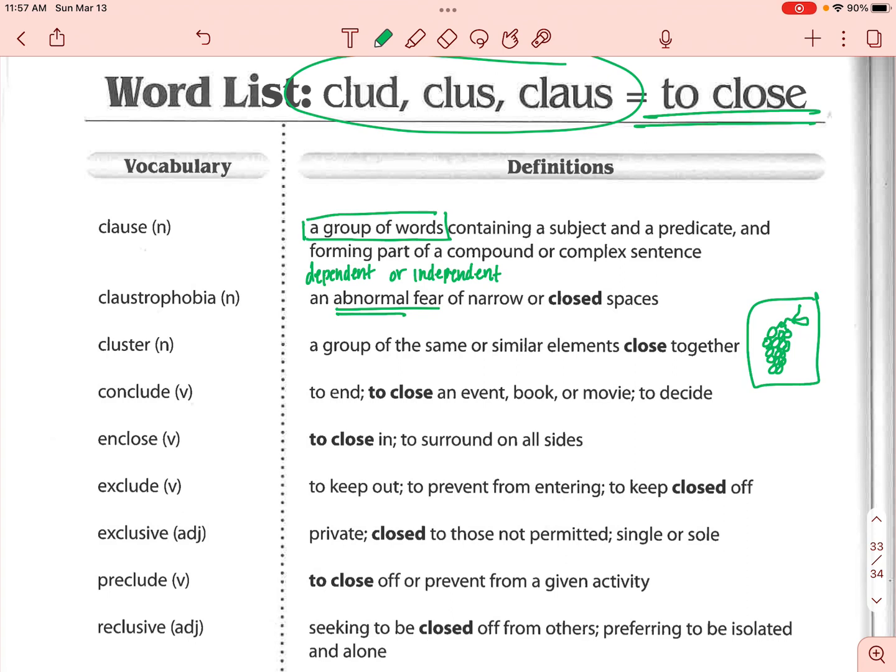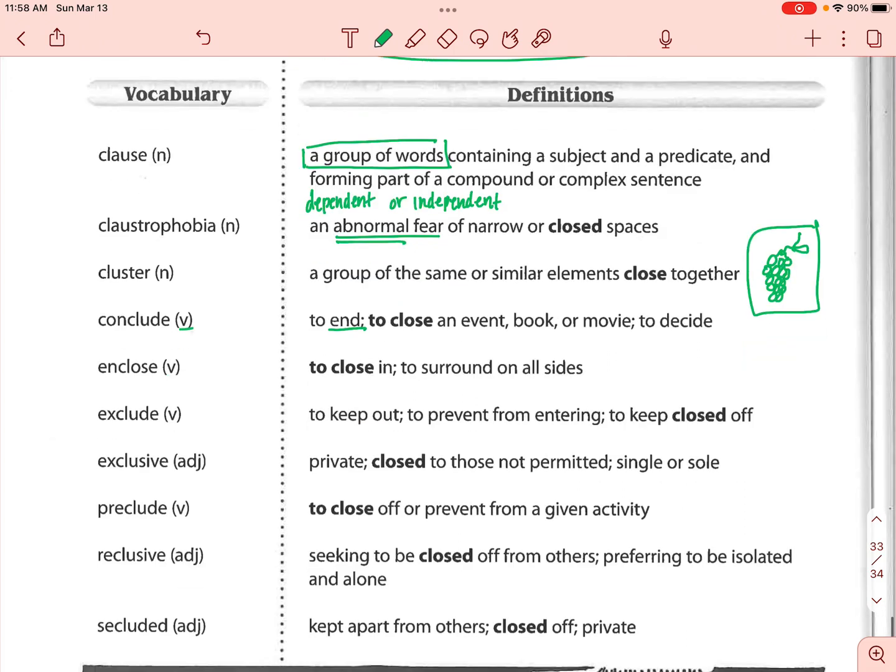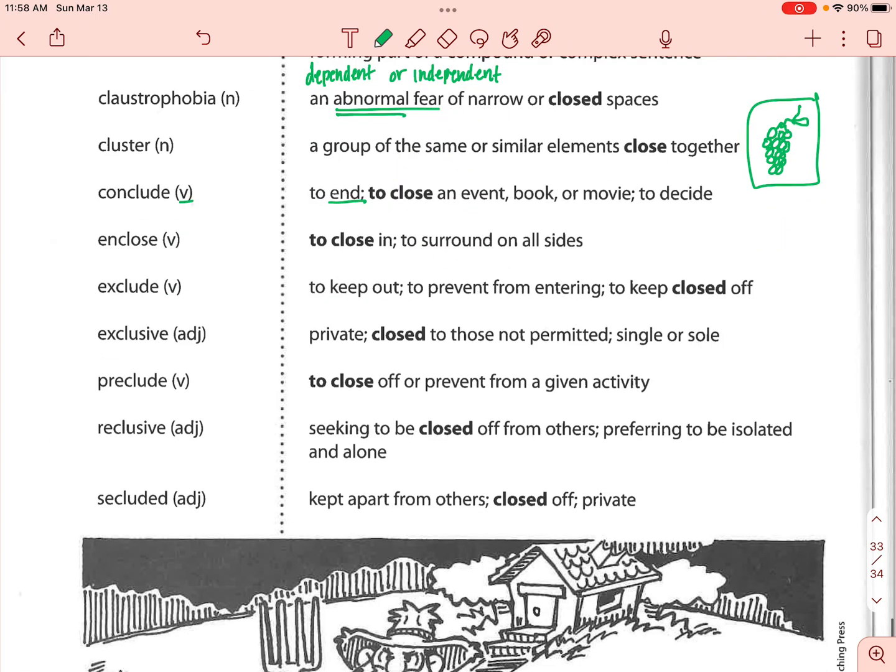The next one is conclude. Conclude, we all know, make sure you know this is the verb, so it means that you are ending it, okay? It's not the conclusion, that would end up being a noun. This is conclude, it means you are actually doing the action of ending something.